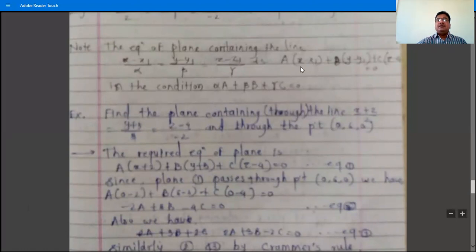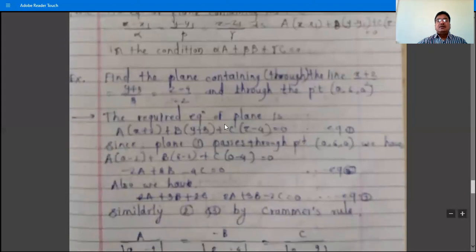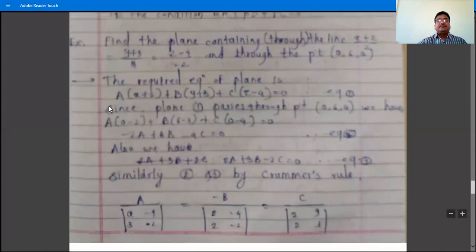So the required equation of plane, this is the formula: capital A in bracket x minus x1 plus capital B in bracket y minus y1 plus capital C in bracket z minus z1 is equal to 0. So A(x plus 2), since x1 is minus 2, plus B(y plus 3), because y1 is minus 3, plus C(z minus 4). So this is the equation of a plane that contains the line. Suppose this is equation number 1.